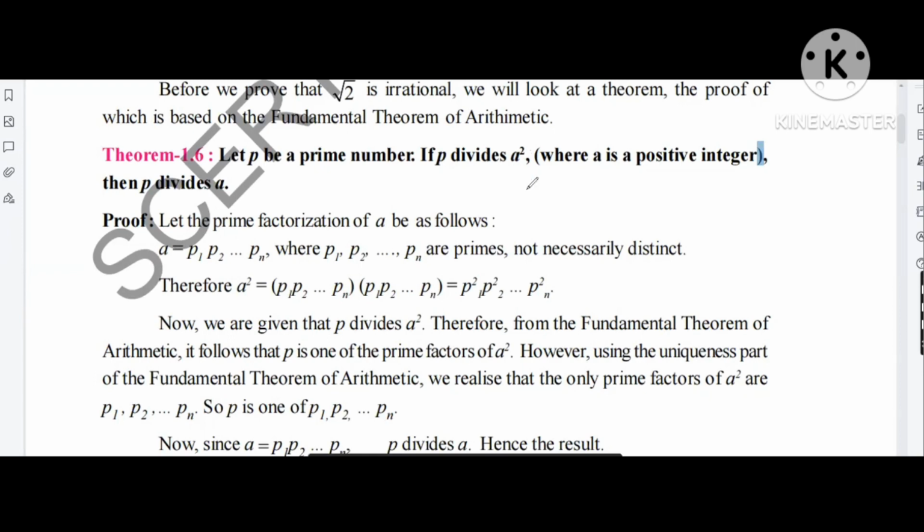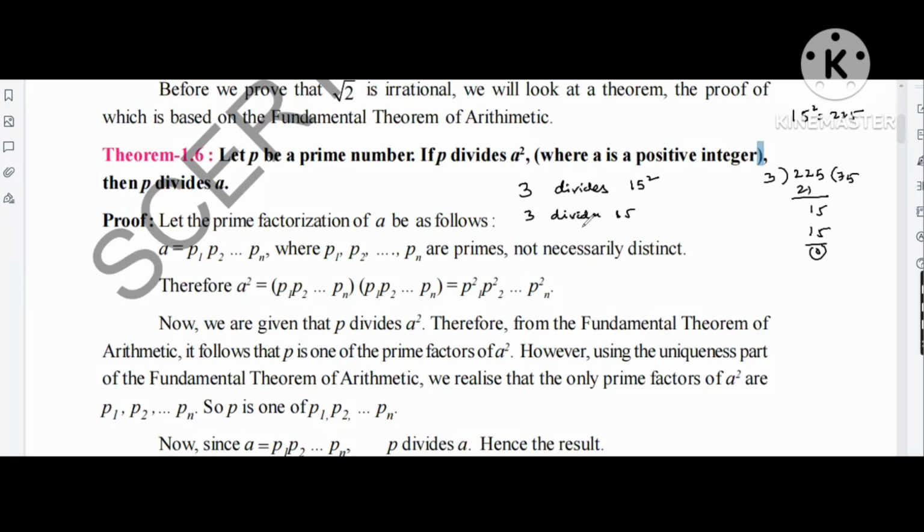This is a small example here. 3 divides 15 square. Yes, you know that 15 square is 225. 225 is divisible by 3. 3 7s are 21, 3 5s are 15. So 225 is nothing but 15 square, and 3 is dividing 15 square. Then 3 divides 15 also. You know that 3 5s are 15.